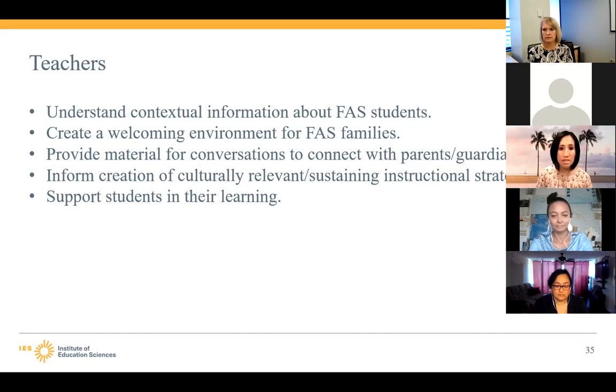And so you can see some of the ways that these infographics will help teachers: give them an understanding of contextual information about FAS students, which helps us understand how to support them; give ideas about how they can create a welcoming environment for families and these students; provide materials for conversations as they connect with parents and guardians; inform the creation of culturally relevant, sustaining instructional strategies; and support students in their learning.